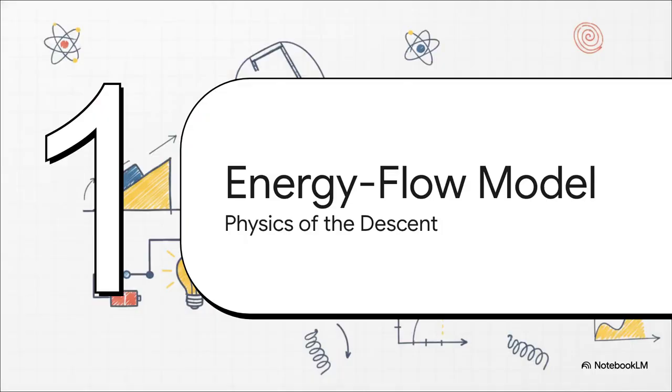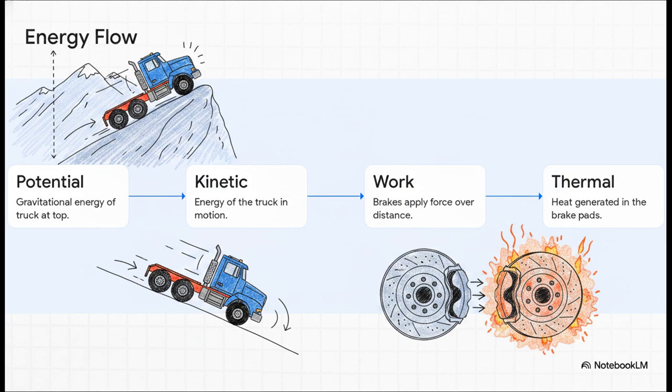Okay, on to section 2, the energy flow physics model. To actually engineer a solution that works, we have to know exactly where all that energy is going. It's like a giant puzzle. We need a really clear energy flow model to see how the stored energy of the truck's height ultimately becomes dangerous heat. So step 1 is gravitational potential energy. That's calculated by mass times gravity times height.